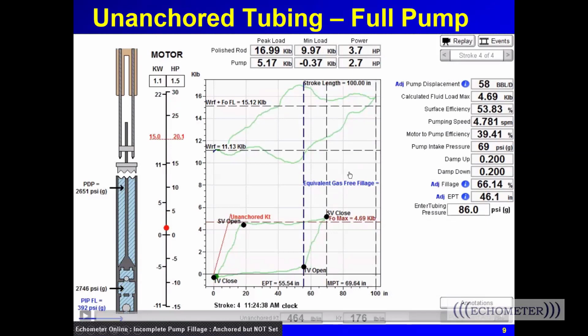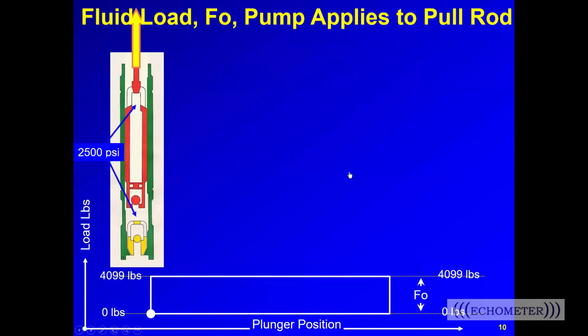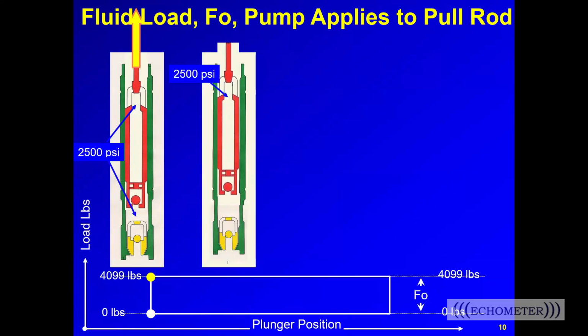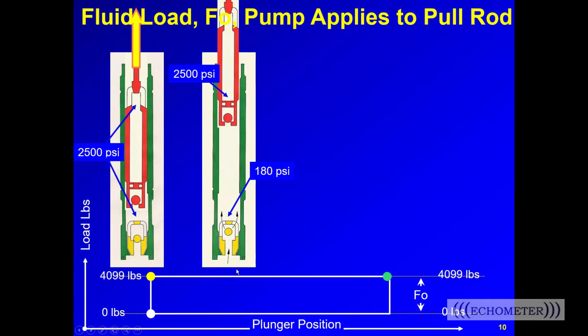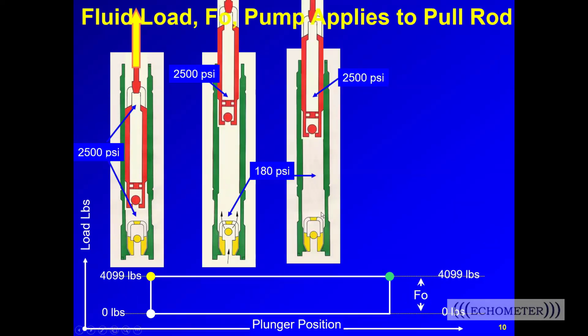So let's step through this next illustrated example. At the bottom of the stroke, both valves are on the seat with an equal pressure of 2,500 psi above and below the traveling valve. The rods start pulling out during the expansion cycle. The pressure in the barrel drops to 180 psi, which is lower than the pump intake pressure, and the standing valve opens. Fluids enter the pump barrel through the standing valve, and at the top of the stroke, both valves are back on the seat.